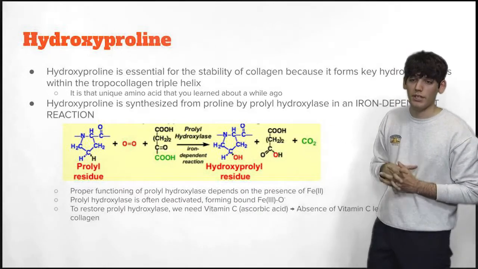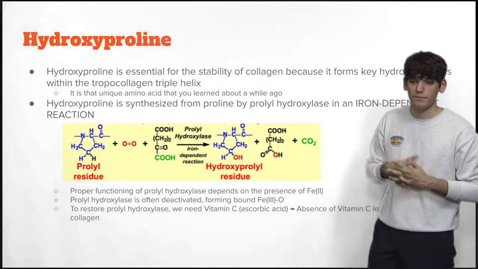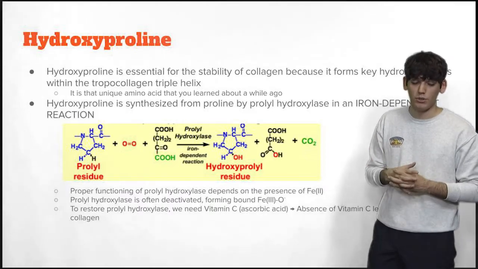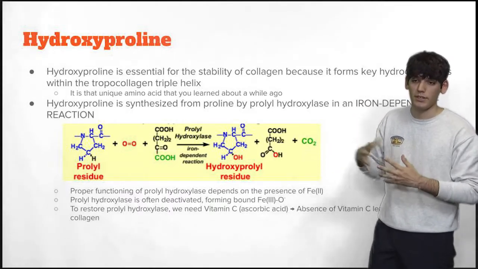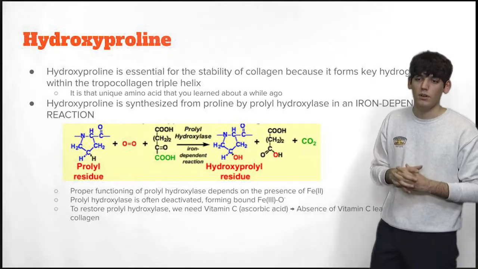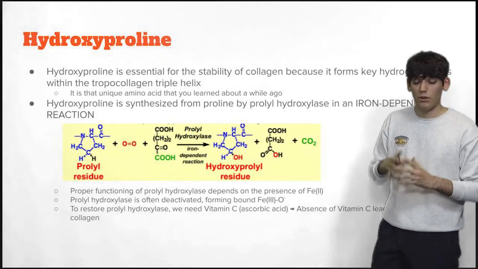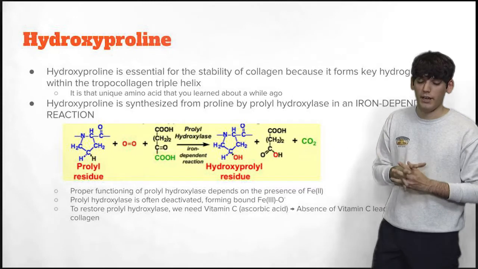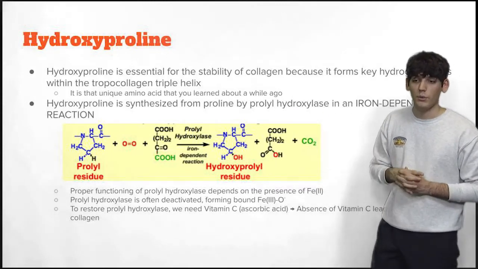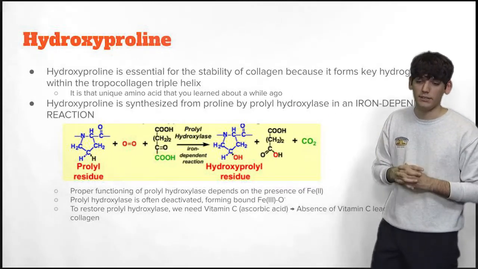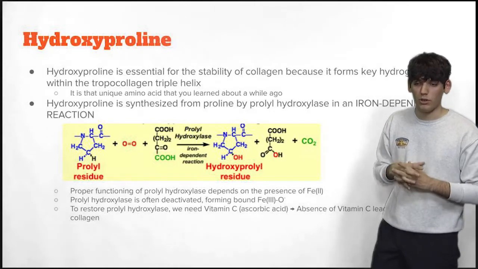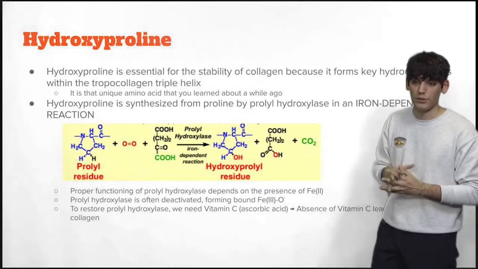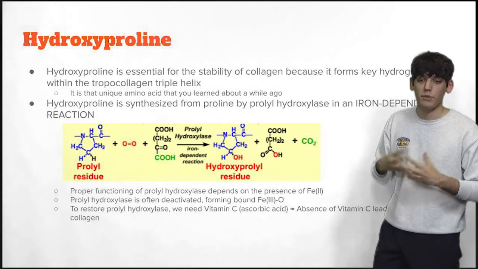That Fe2+ can easily be oxidized to Fe3+. That's a problem because it deactivates our prolyl hydroxylase, preventing it from forming this hydroxyproline, which is essential for collagen. To reverse that oxidation to Fe3+, we have vitamin C, or ascorbic acid. Ascorbic acid will restore prolyl hydroxylase, allowing us to form hydroxyproline and allowing us to make collagen.